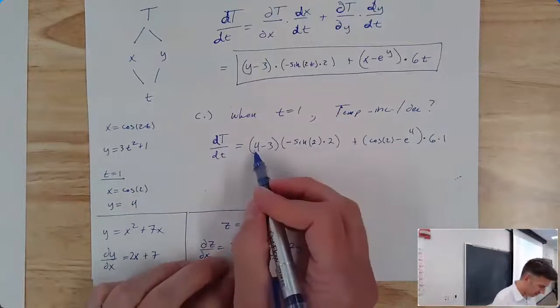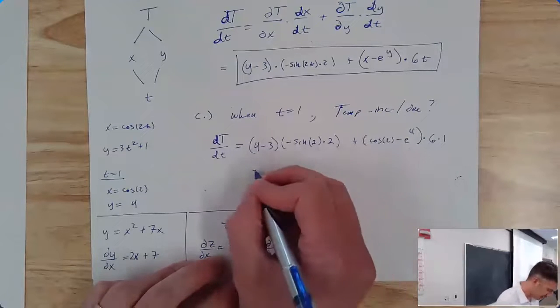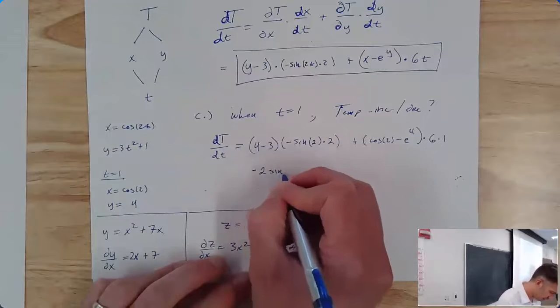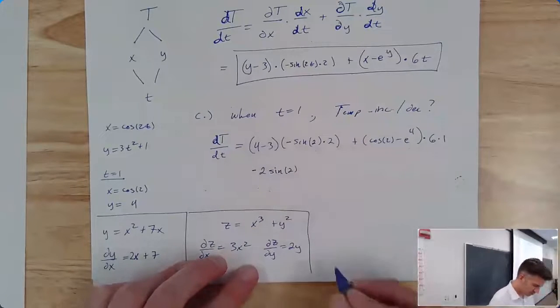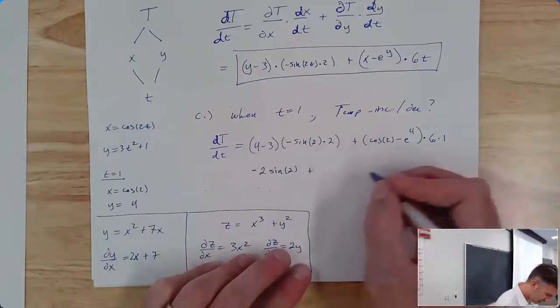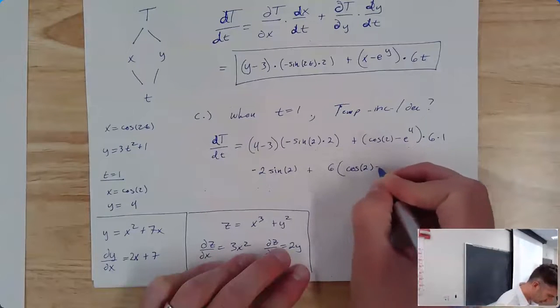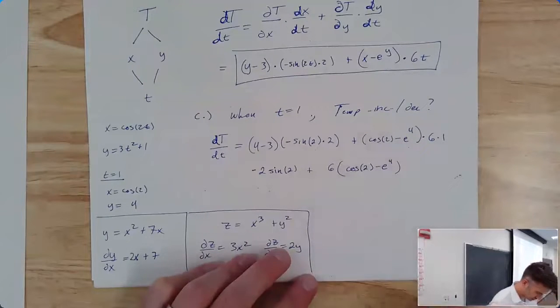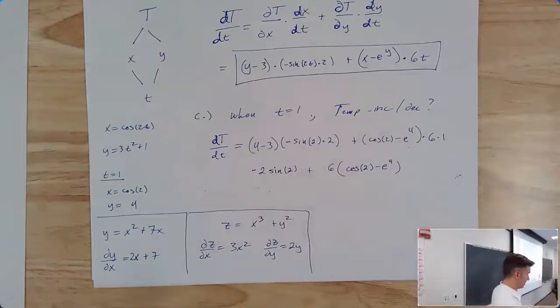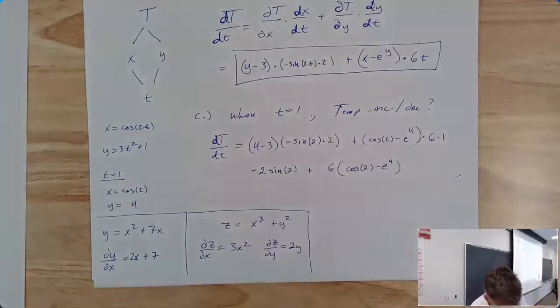So I've got 4 minus 3, which is 1. 1 times 2 is negative 2. So I've got a negative 2 sine of 2 plus, yeesh, all right, 6 times cosine of 2 minus e to the 4. I have to assume you're not allowed to use calculators on this. You are? Okay, so if you're allowed to use a calculator, you can throw this in your calculator and see it's negative. Now, if you're not allowed to use a calculator, here's what you should know.